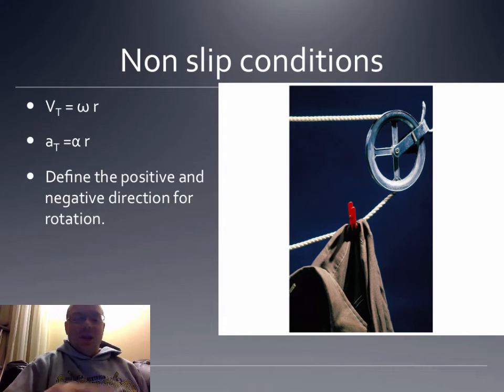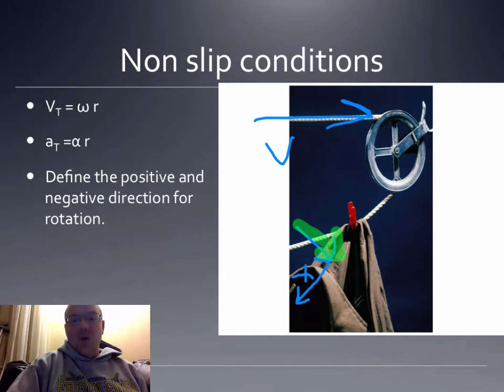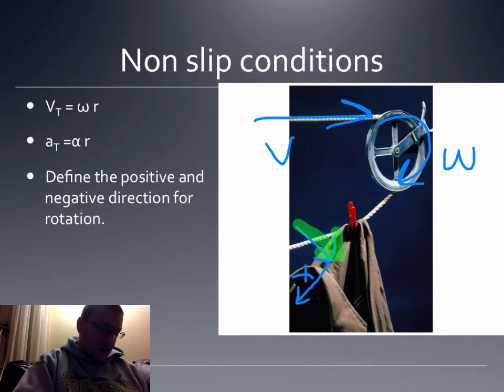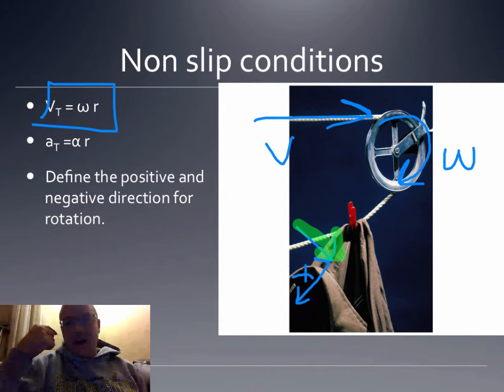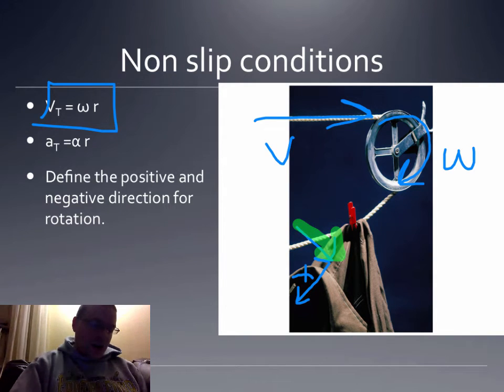That means that whatever the linear velocity of the rope coming in can be translated into the rotational motion of the pulley by just doing omega r. And if that's the case, if the wheel is angularly accelerating and picking up speed, that means that any point on the wheel is also accelerating in a straight line due to alpha r. So those are our non-slip conditions.